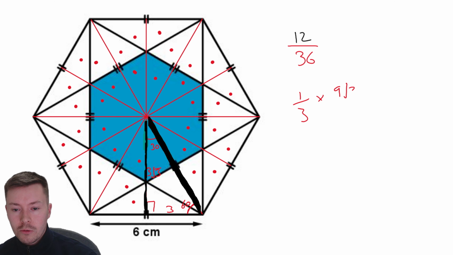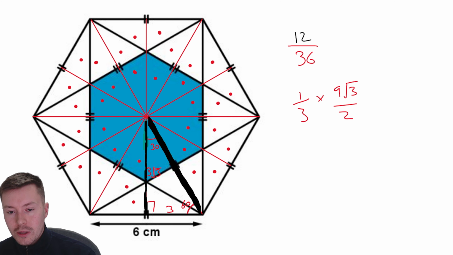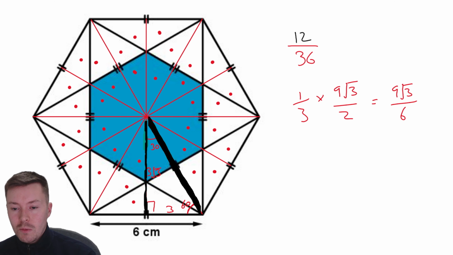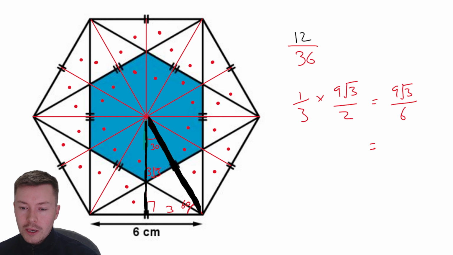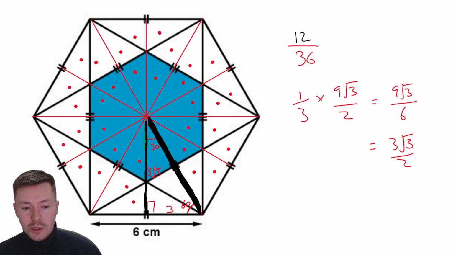A third of 9 root 3 over 2, because we've got one that's blue out of 3 triangles inside this black outline triangle that I've done. So 1 out of 3 of those is blue. I'm working out the area of this blue section inside my triangle. So a third times that gives me 9 root 3 over, well, 3 times 2 is 6. Can simplify that, so I could just do 9 divided by 3, couldn't I? 3 root 3 over 2. And, okay, so that's one of them.